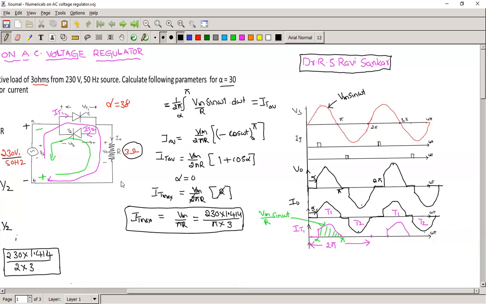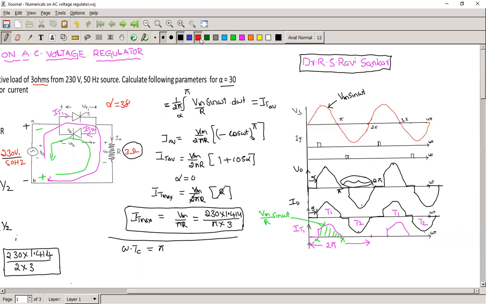So here omega into t, that is nothing but the turn off time of an SCR, equal to pi. So why have you taken the pi? Because this much of angle, see, from this point to this point, 2 pi.